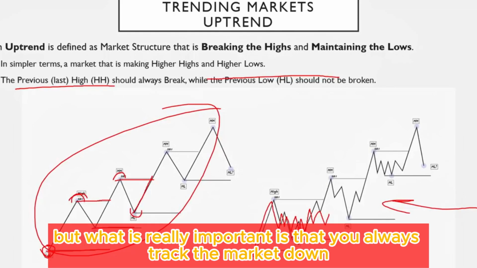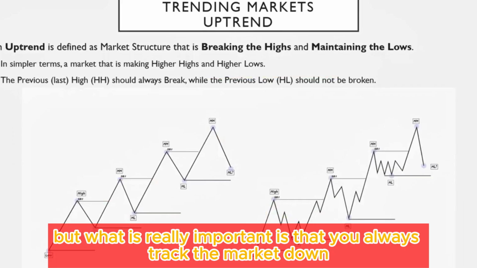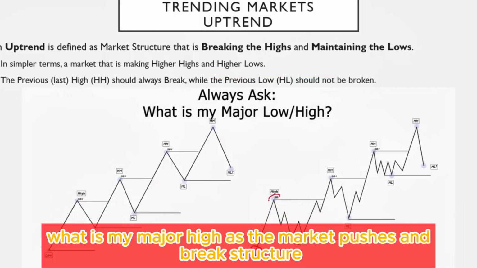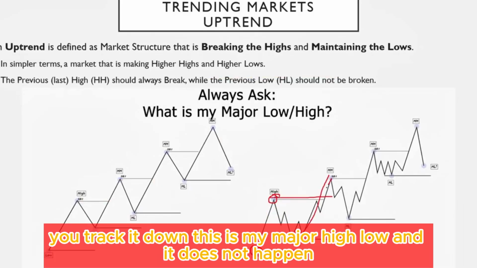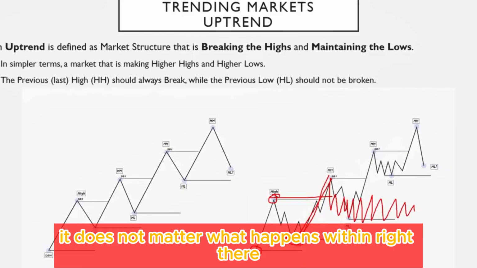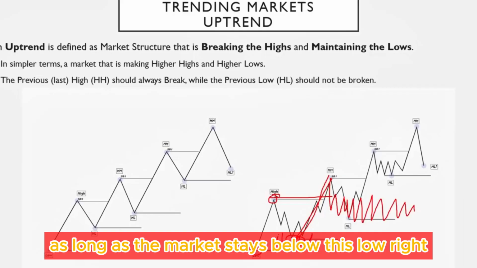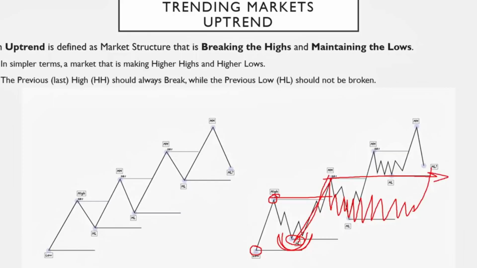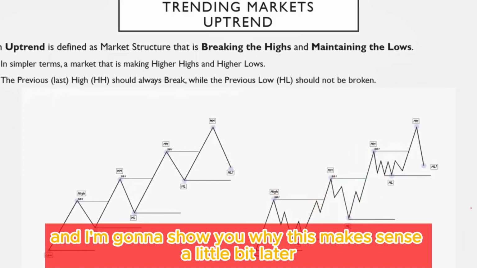But what is really important is that you always track the market down to spot what is my major low, what is my major high. As the market pushes and breaks structure, you track it down. This is my major hard low, and it does not happen. It does not matter what happens within right there. As long as the market stays below this low, we are still targeting the high. And I'm going to show you why this makes sense a little bit later.